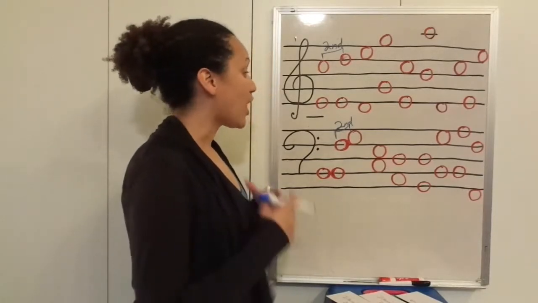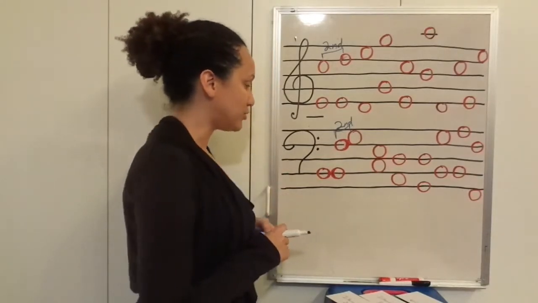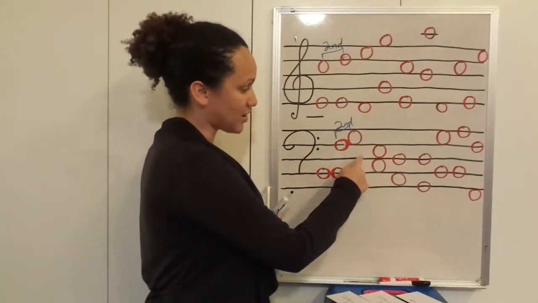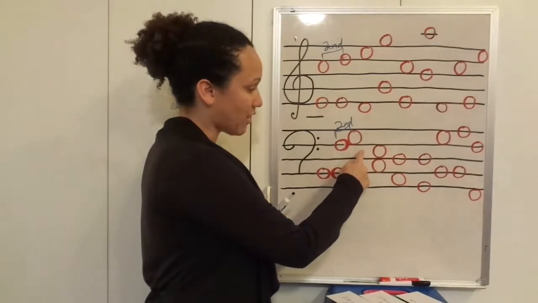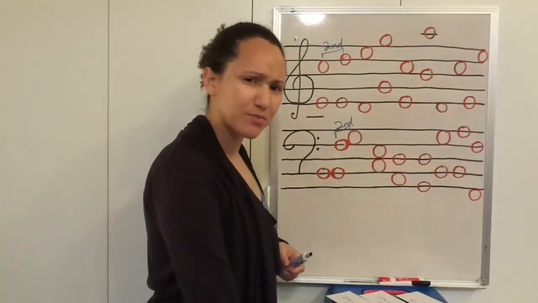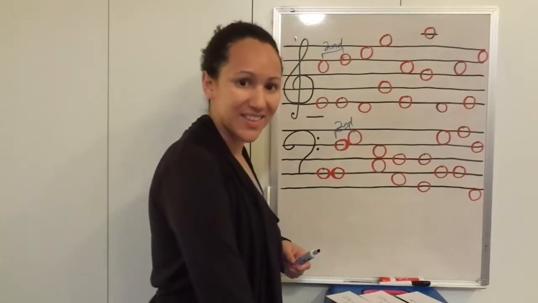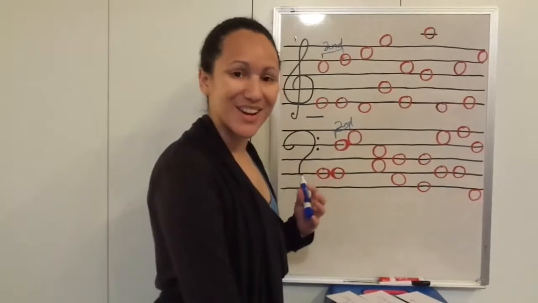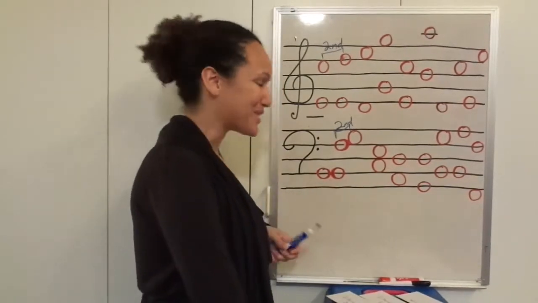So that would be a third because we count 1, 2, 3. 1 on the C, 2 on the D that's not played, and then 3 on the E. So that would be a third. It sounds much more harmonious than the second. A second is more dissonant, more strident, whereas the third is more harmonious.